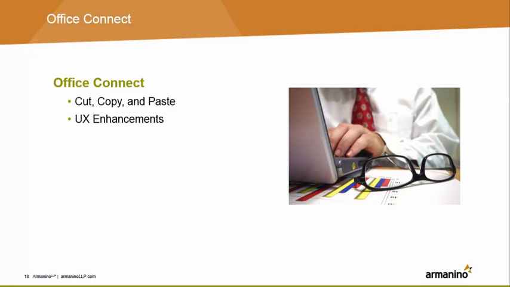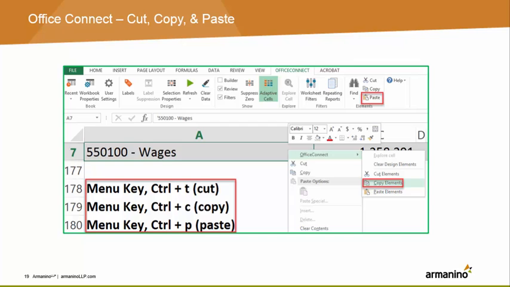The Office Connect module has seen some improvements when it comes to cut, copy, and paste, as well as the overall user experience. I will walk you through these now. You can now cut, copy, and paste elements from Office Connect reports into other locations within the same worksheet or within the same workbook. You can now cut, copy, or paste one or many cells, rows, and columns at a time. The cut, copy, and paste ability can be executed using the context menu from the ribbon or by using the shortcut keys displayed.